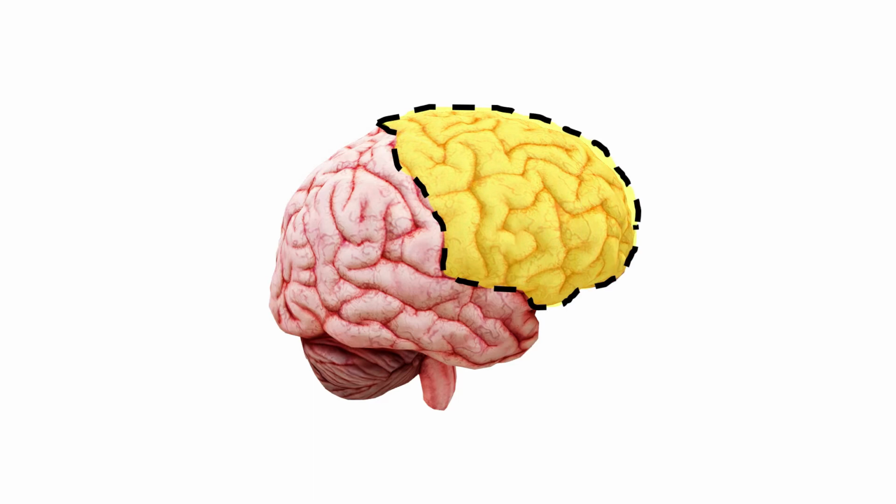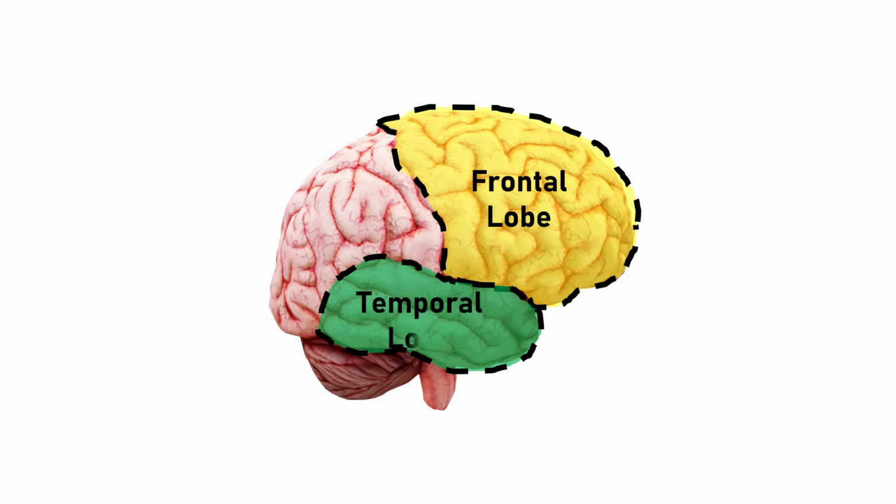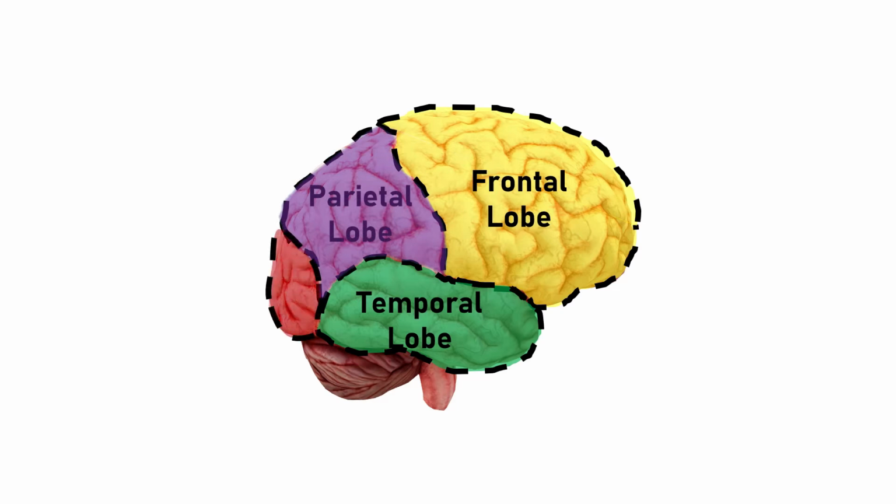The cerebrum is divided into four lobes. The first is the frontal lobe, which is located at the front side of the brain. Then there is the temporal lobe, which is located behind our ears. The third is the parietal lobe, which is located behind the frontal lobe. And the last is the occipital lobe, which is located at the back of the brain.